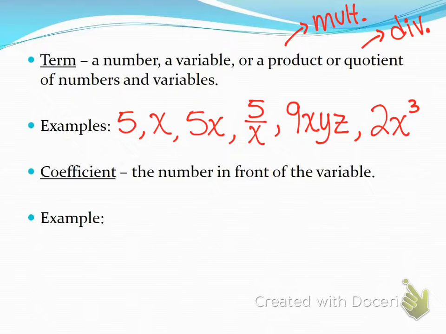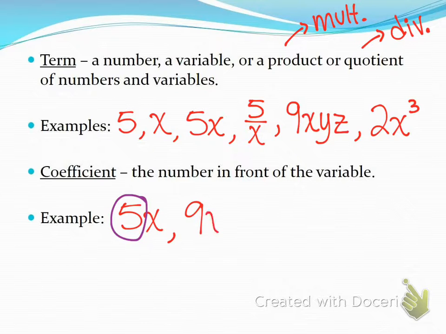All right, a coefficient is the number in front of the variable. So if we have a term, it's the number in front of the variable. So for example, if we were to use 5x, what would the coefficient be? I heard somebody say it. 5, the number in front of the variable. So on these examples, I'm going to circle the coefficient.